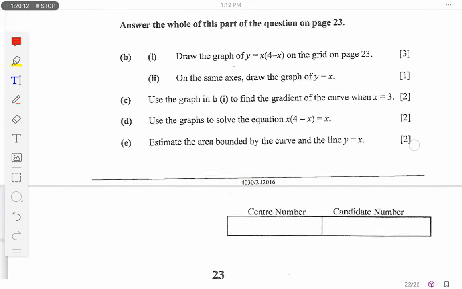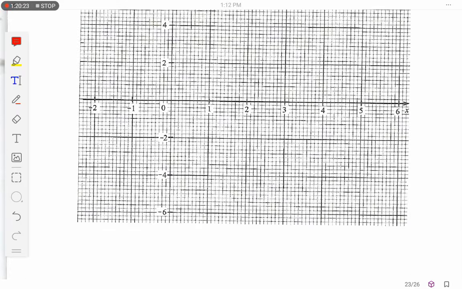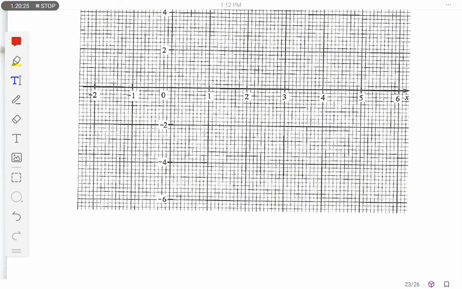Then they are saying we should draw the graph of this one. Okay, let's draw the graph there. On the grid, let's draw the graph. So the points that we have got: minus 1 and minus 5. Minus 1 and minus 5 is somewhere here.